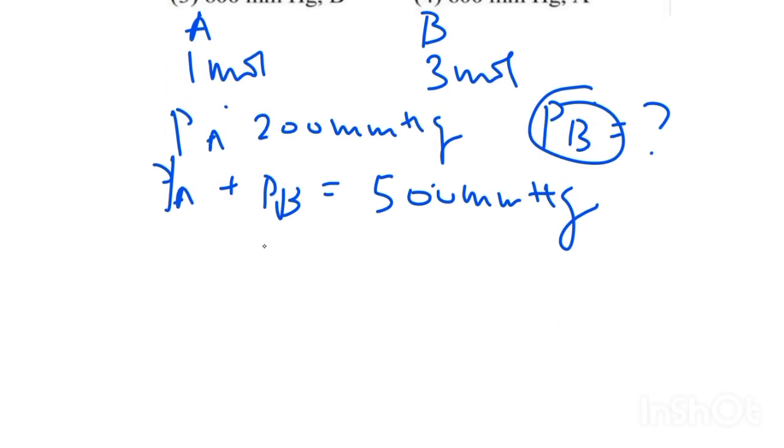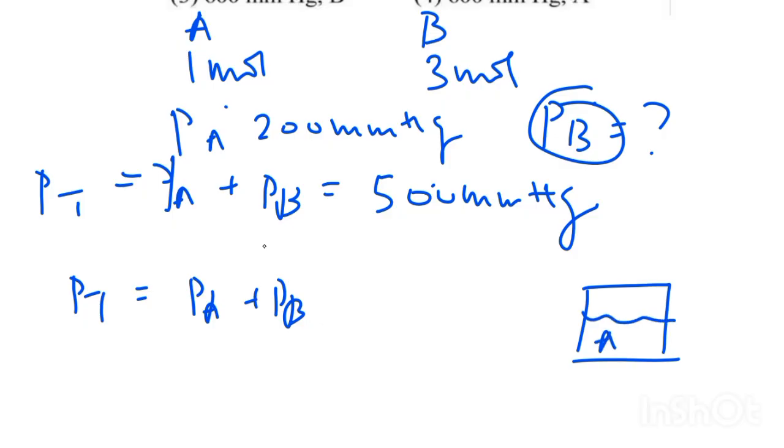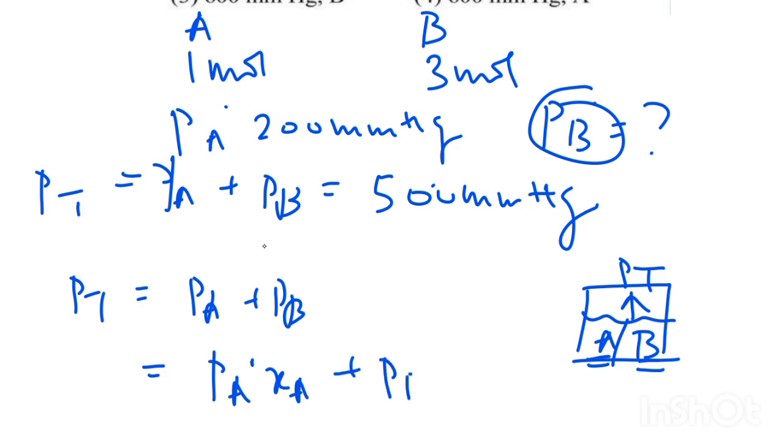Now, if total pressure PT is given, you know that PT is the sum of PA plus PB. That is, there is a solution in which there are two components A and B, so the total pressure will be equal to the vapor pressure of A and B. According to Raoult's law, PA is PA naught XA, PB is PB naught XB. PA naught is given, 200 millimeter Hg.